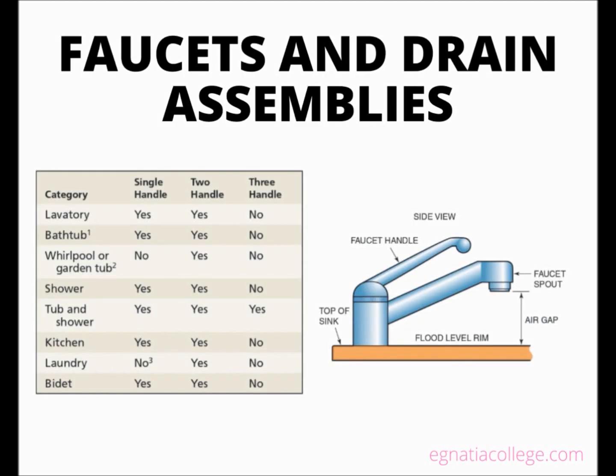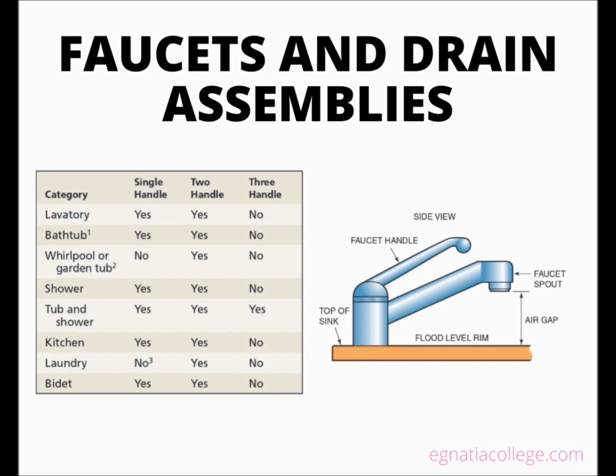Faucets and drain assemblies. Faucets are categorized by the fixtures they serve, and they include a variety of styles for each fixture. The table lists the faucet categories and the common handle configurations for each used in a residential home. All faucets must be designed to prevent backflow of wastewater into the water distribution system. All codes dictate that a faucet must have an air gap or be protected with a vacuum breaker or approved check valve. The air gap codes cover both water distributions and drainage systems.